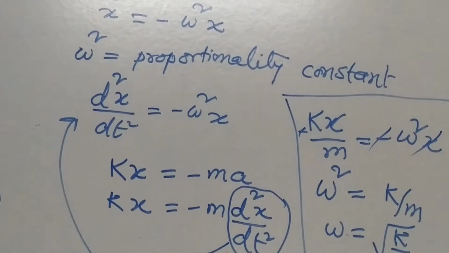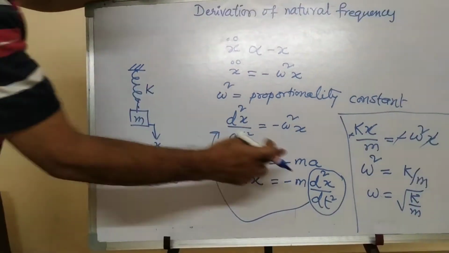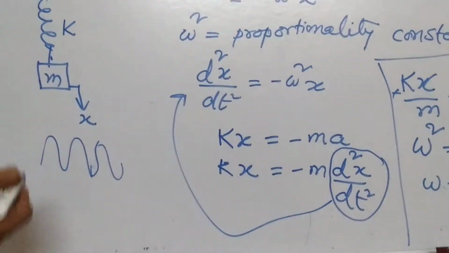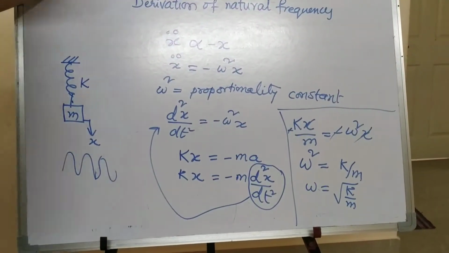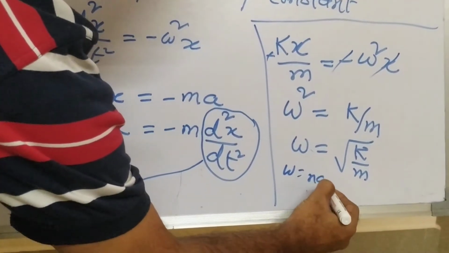Now the k is nothing but the stiffness of the spring. M is the mass of the object which is vibrating. So this omega is nothing but the natural frequency of the system. Omega, we call it as natural frequency.